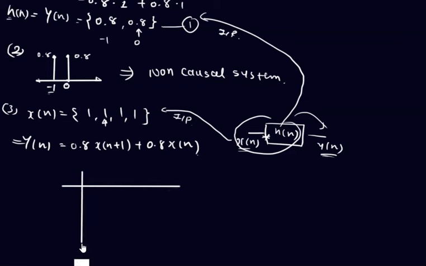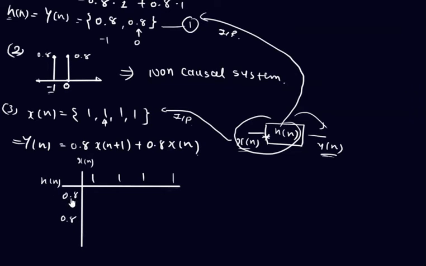We have to draw one table, for which we have two axes in total. One data will be horizontal and the second data will be vertical. So we have the input, that is 1 1 1 1. I am writing here x of n for our reference. So we have the data 1 1 1 1, and in the vertical direction we have h of n. The first data is 0.8 and the second data is 0.8.